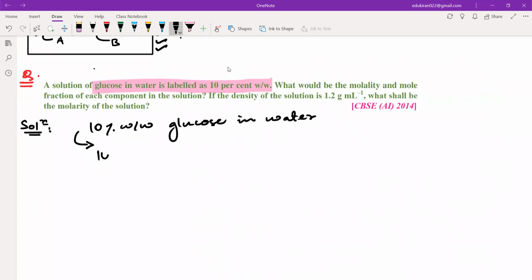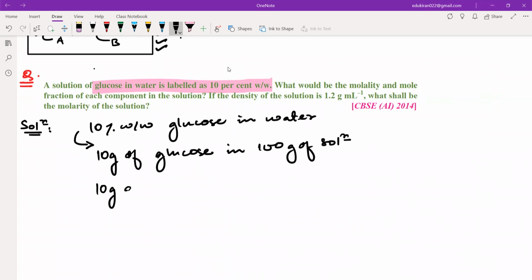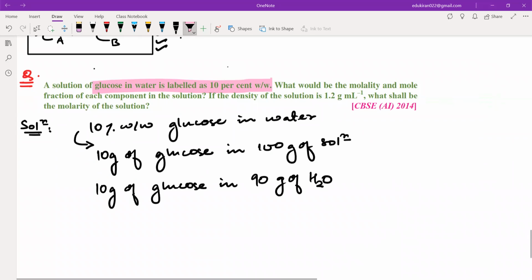The translation will be 10 gram of glucose in 100 grams of solution. This will be one translation. The other translation will be 10 grams of glucose in 90 gram of H2O. Okay, now here we have the term of solution. Here we have the term of solvent, that is H2O. Please don't write anything. Leave your pen aside. So here we have solution and H2O. Both of these statements are important.